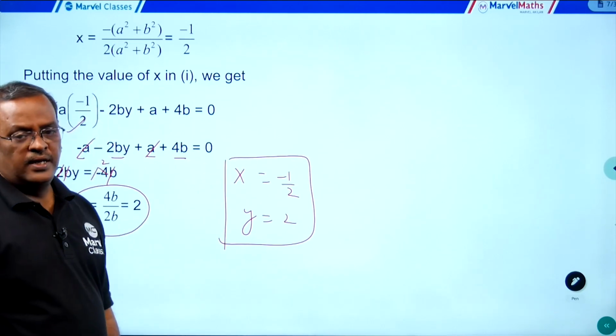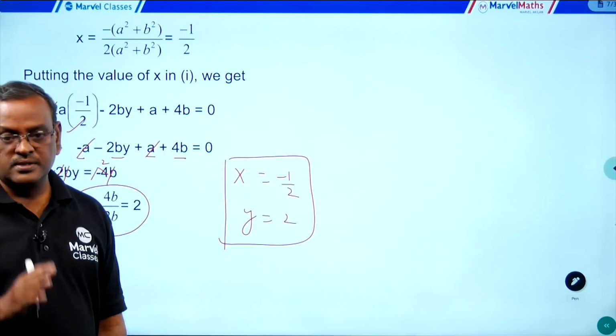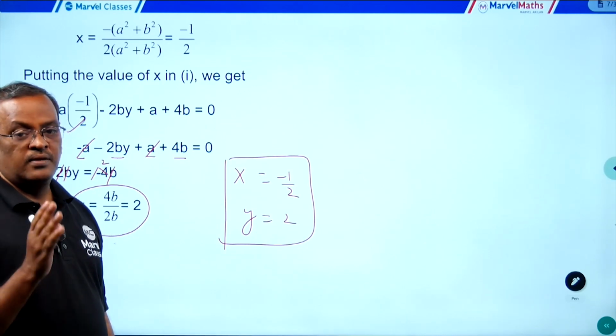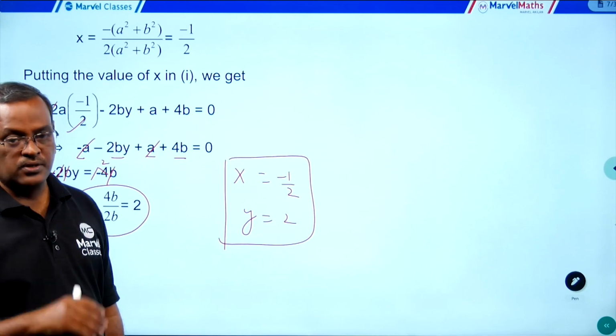Whenever a pair of linear equations with constant coefficients is given, and if the method is not mentioned, always apply the elimination method, that is the better choice. Okay.